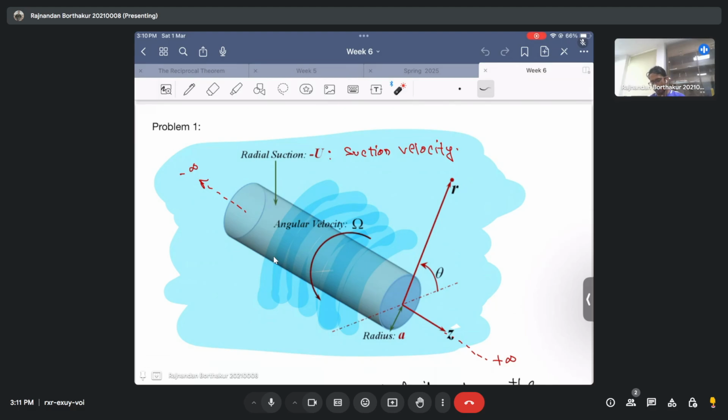One, because the cylinder is rotating with some omega, we will see a u theta component of velocity. Then, since there is a radial suction, the fluid will also move inward as the cylinder rotates in the theta direction, meaning that there will also be a ur component of velocity.